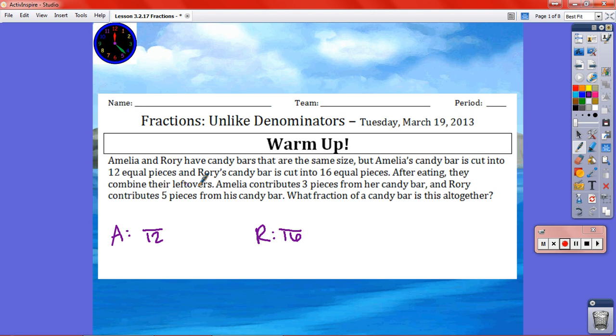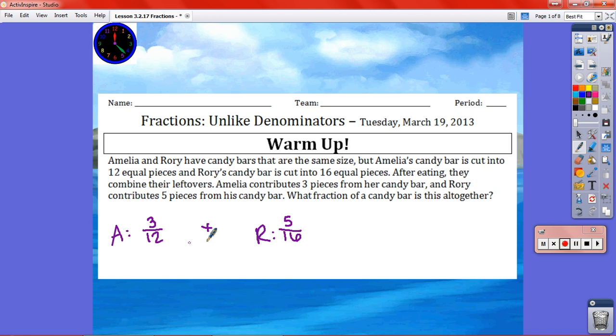After eating, they combine their leftovers. Combine means addition, so this is an addition problem. Amelia contributes 3 pieces from her candy bar, 3 out of 12. And Rory contributes 5 pieces from his candy bar, that's 5 out of 16. What fraction of candy bar is this all together? And that just confirms that it's addition, which we already got from earlier in the problem.